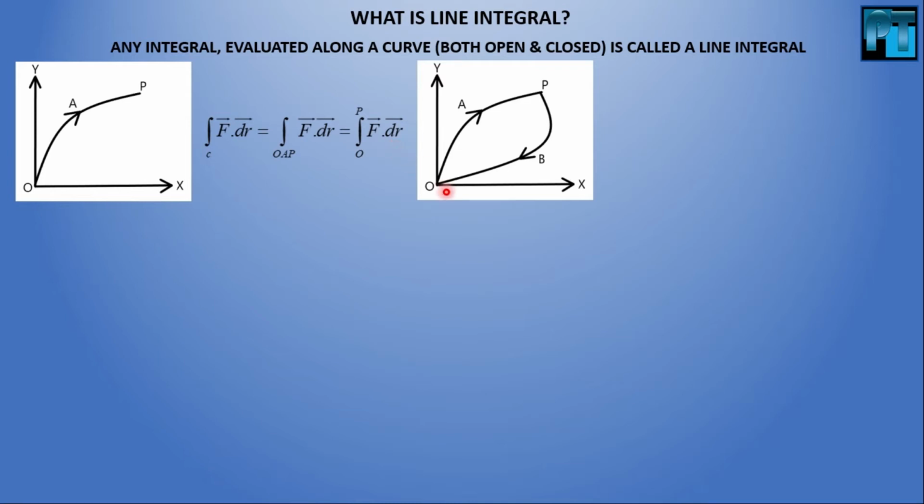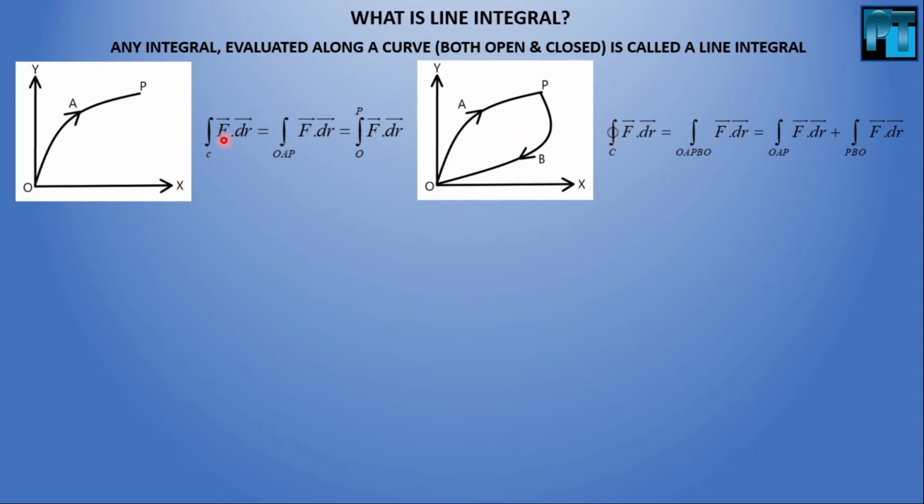A particle starts from O and along OAP it reaches P, then it comes back to O through the path PBO. See, this OAPBO is a closed curve. So the line integral associated with this scenario will be called a closed line integral, and in this case it can be expressed as this one. This sign is called the closed line integral.